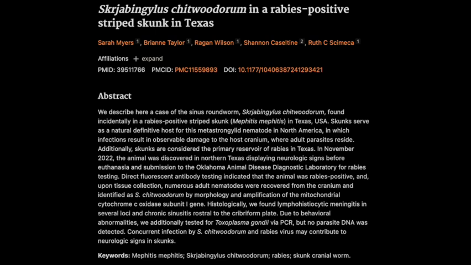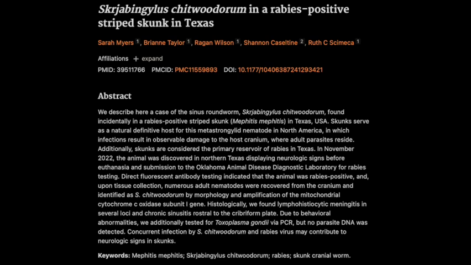Wow, what a journey. Speaking of journeys, let's talk about this particular skunk in the Texas case study. What happened there? So this was back in November of 2022. They found a disoriented skunk wandering around in the daytime in Deafness, Texas. Which is unusual for a skunk, right? They're usually nocturnal. Exactly. It's not normal behavior. So they euthanized it and sent the cranium in for rabies testing. Makes sense. Skunks are known rabies carriers. So what did they find?